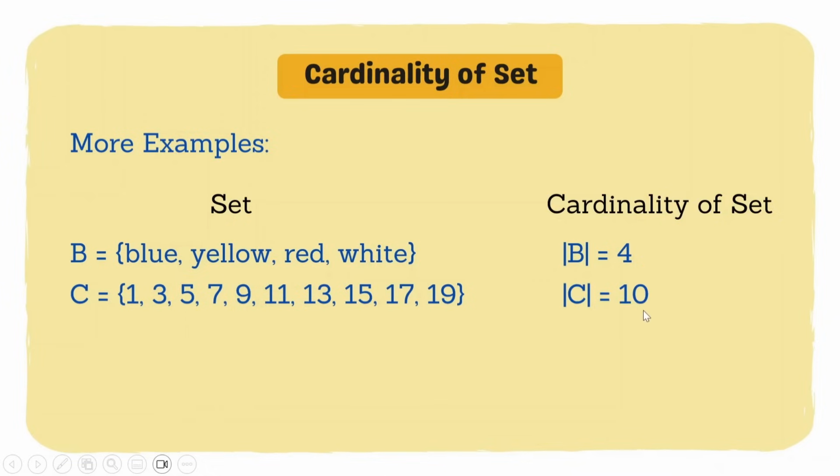There are 10 elements. So the cardinality of set C is 10, or the cardinal number of set C is 10. Next one, set D, we have 2, 4, 6, 8, 10, 12, and so on, basing from this ellipsis. Therefore, ano po kaya ang kanyang cardinality since ito ay anong klaseng set? Ito po ba ay finite or infinite? Okay, this is an infinite type of set.